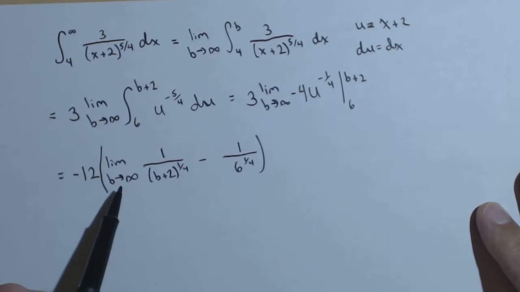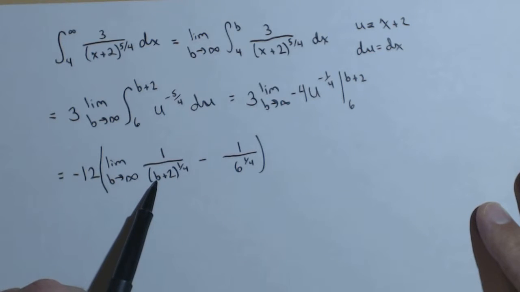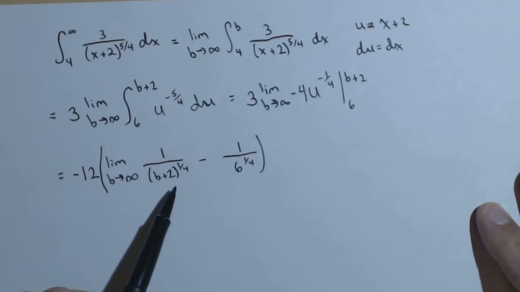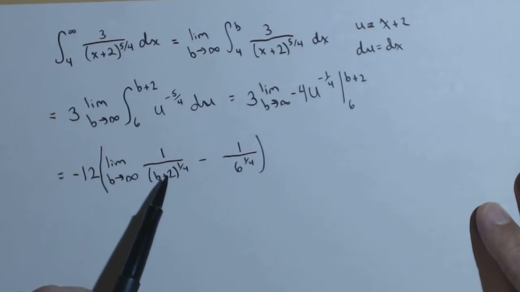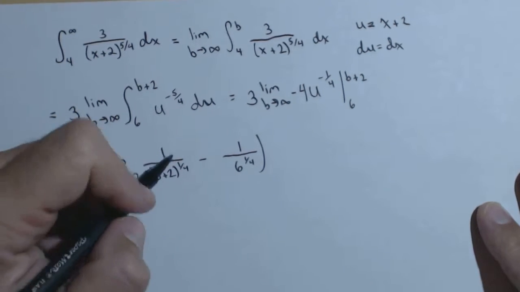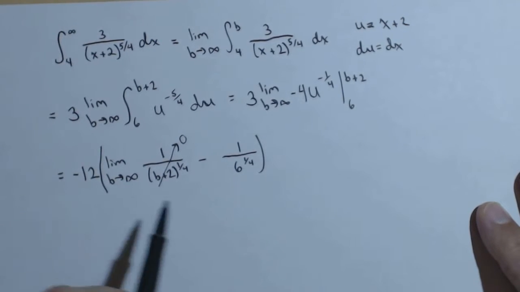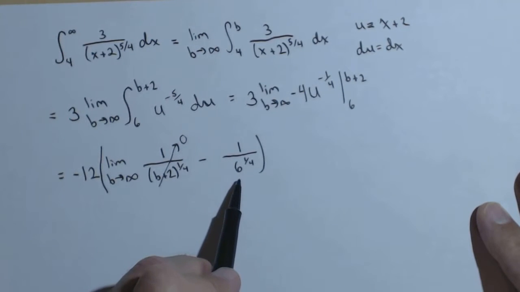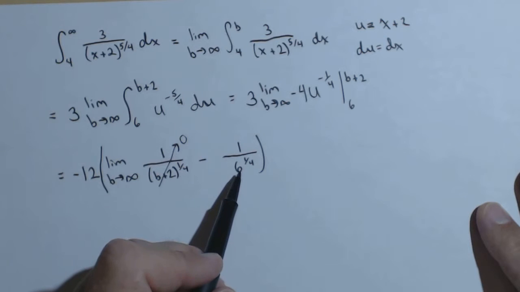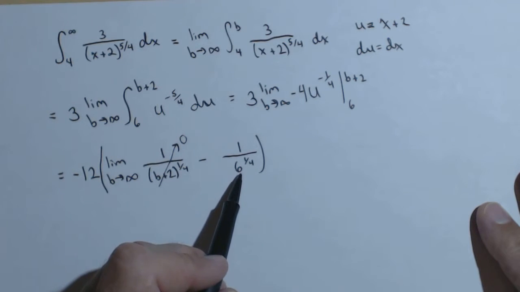Okay, so when we go to calculate this, what we can see is as b goes to infinity, this denominator is going to get huge because that's increasing, the denominator is. So this is going to be 1 over something that goes to infinity, so that goes to 0. Now here we have the 6 to the 1/4. Unfortunately, there's really not much simplifying we can do.